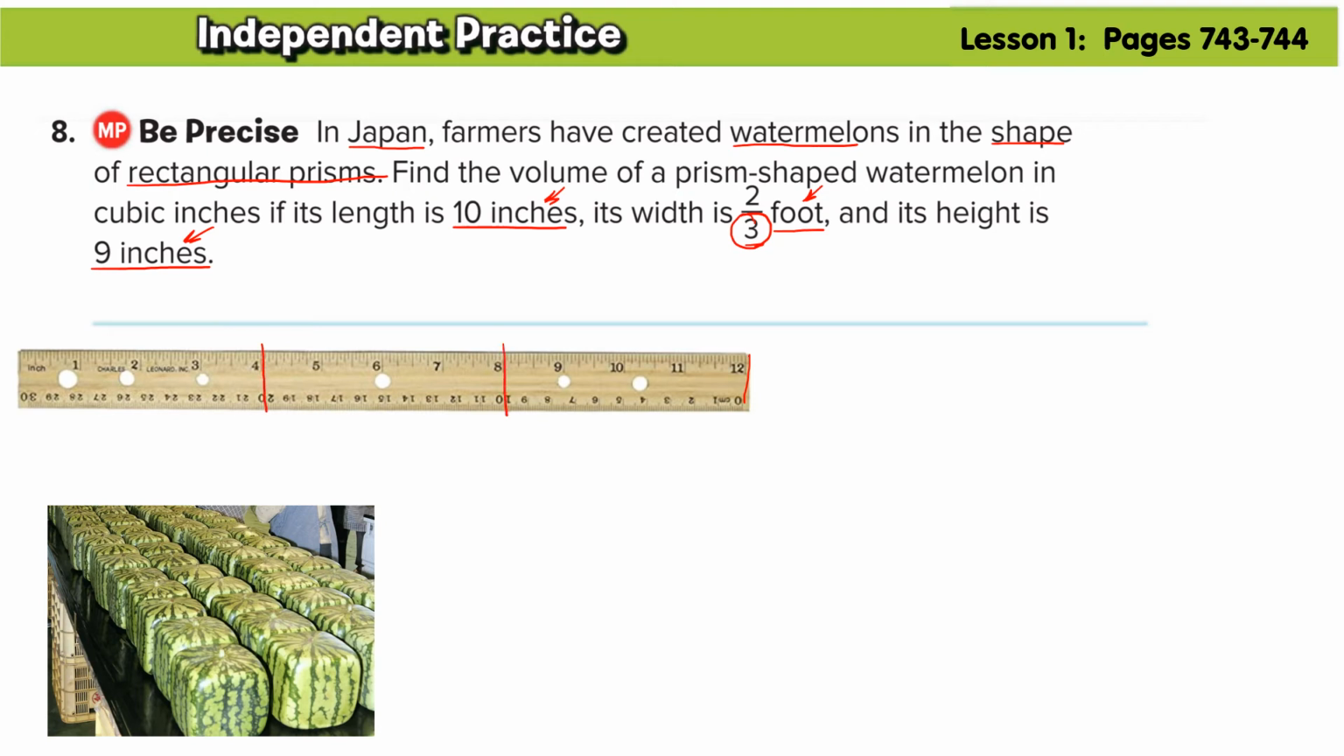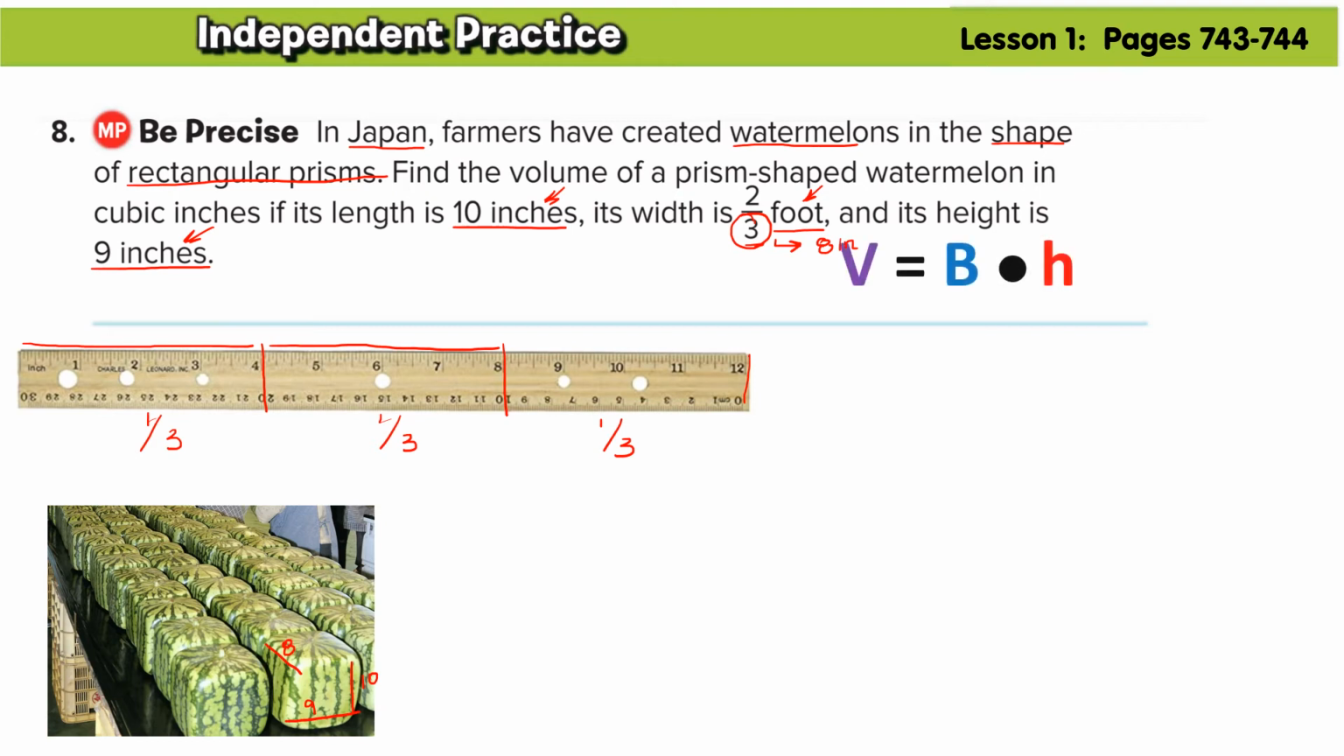Okay, so every 4 inches is a third. So this is 1/3, 1/3, and 1/3. So 2/3 would be 1, 2, 2/3 is 8 inches. So that's going to be 8 inches. Okay, so for our watermelon, we can say that it's 9 inches by 10 inches, and then over here we'll say it's 8 inches. So it's almost roughly like a square, but it's a rectangle.